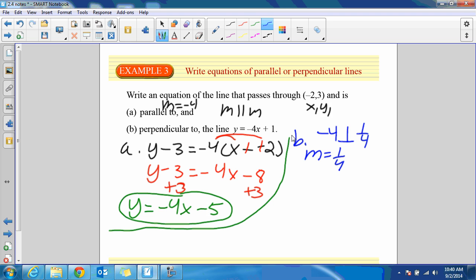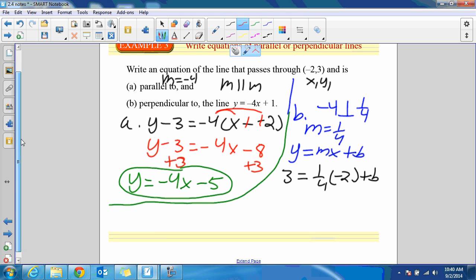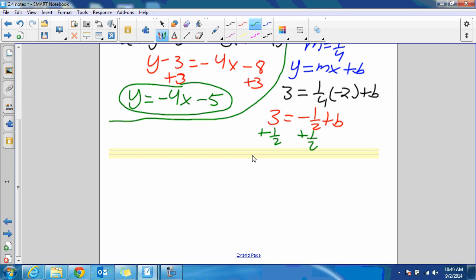So let's say we do it using just the slope-intercept form way, y equals mx plus b. All right, well, what's our y? Our y is 3 equals m, which is 1/4, times our x, which is -2, plus b. Okay, and then 1/4 times -2 is -1/2 plus b. Then we add 1/2 to both sides, and we get, let's just say 3.5.